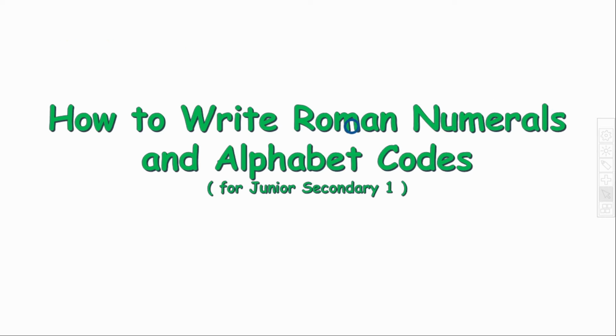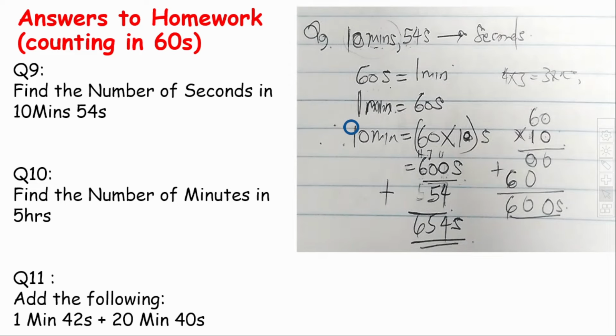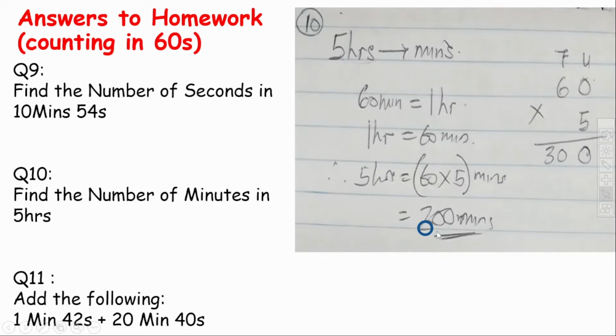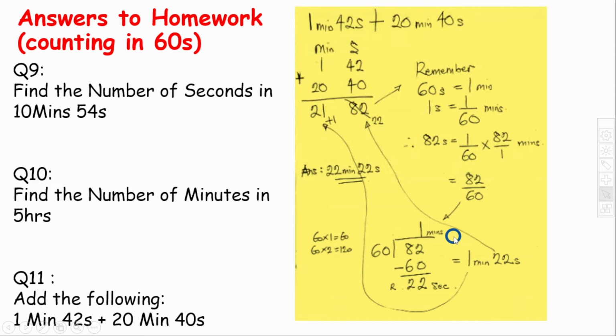Now remember, in the last class I gave you a couple of assignments as home task on counting in 60s. These are the answers to those questions. For question 9, the final answer is 654 seconds. For the next question, the final answer is 300 minutes. And the final answer to the third question is 22 minutes and 22 seconds.